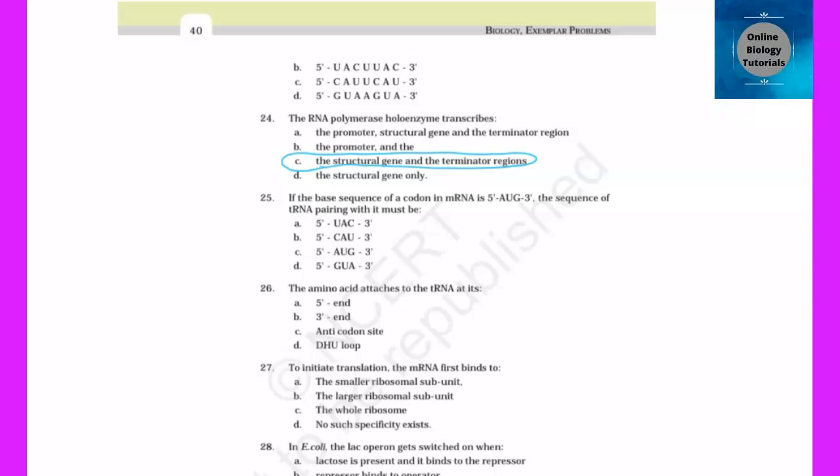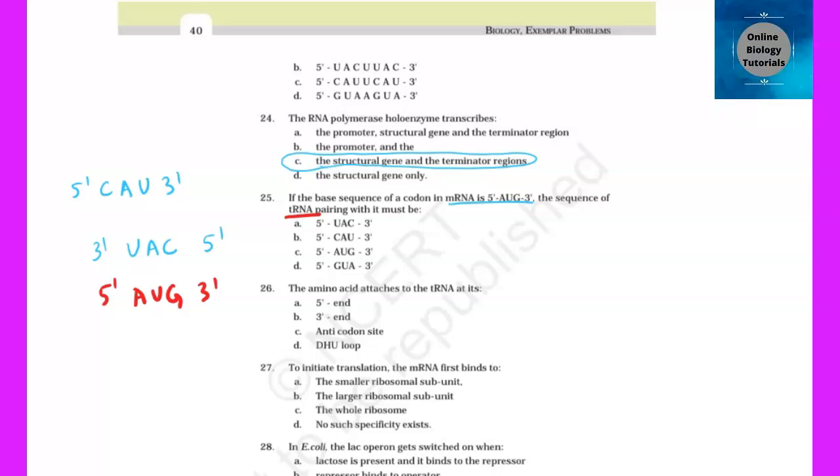The 25th question is given with a messenger RNA sequence, and we need to find out the sequence of transfer RNA. Remember, suppose messenger RNA has the sequence of this, and the codon which will be found on transfer RNA will be in the opposite direction. So the opposite of 5 prime will become 3 prime, and 3 prime will become 5 prime. A will bind with U, U will bind with A, and G will bind with C. So the answer has come out to be 5 prime C, A, U.